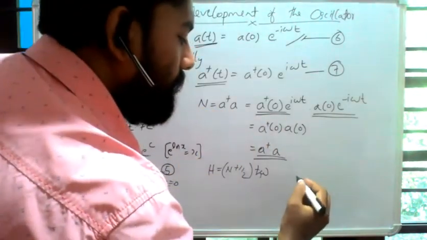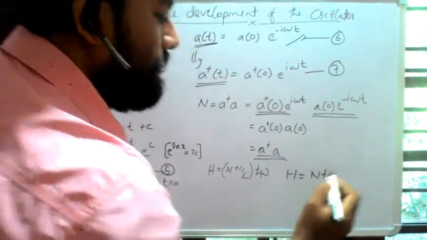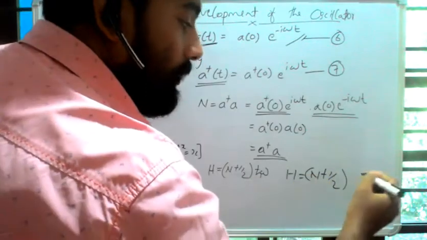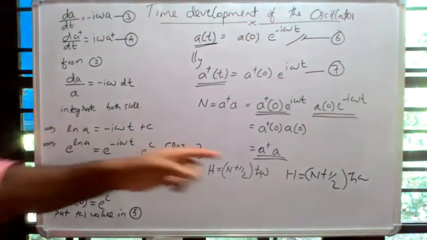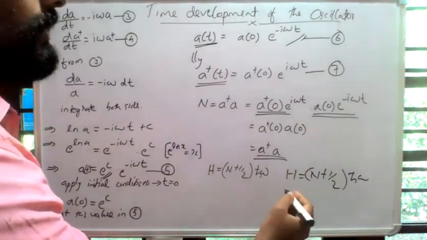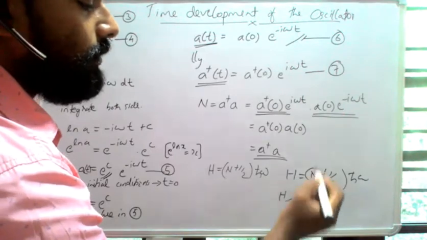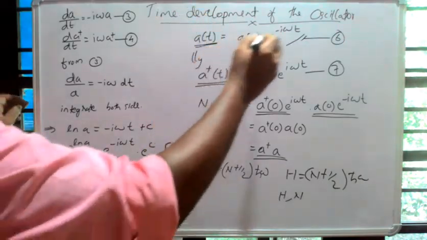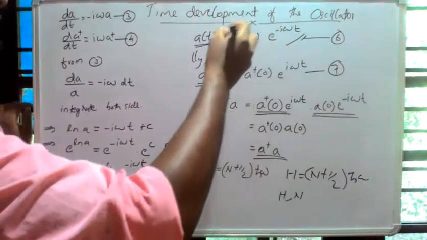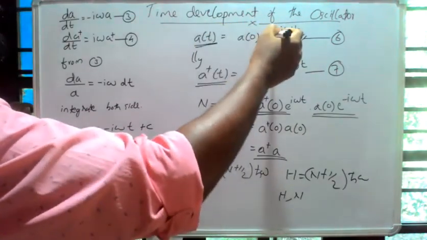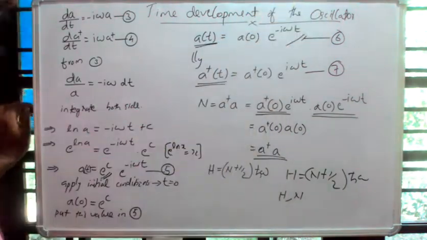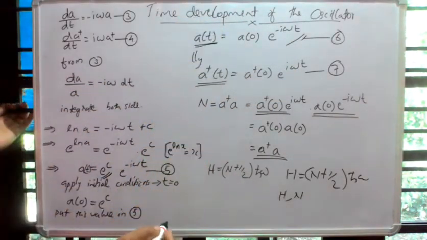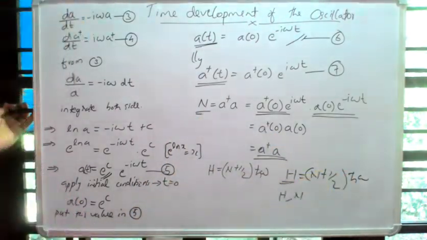And we know our Hamiltonian operator, we are talking about the simple harmonic oscillator, H equal to n plus half, h cross omega. So if n is independent of time, then we can understand the Hamiltonian operator H is also independent of time. Our creation operator and annihilation operator depend on time: the annihilation operator a is proportional to exponential minus i omega t, and the creation operator is proportional to exponential i omega t. Both operators are dependent on time, and the number operator and Hamiltonian operator are independent of time.